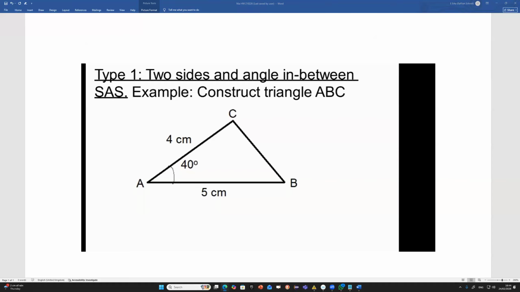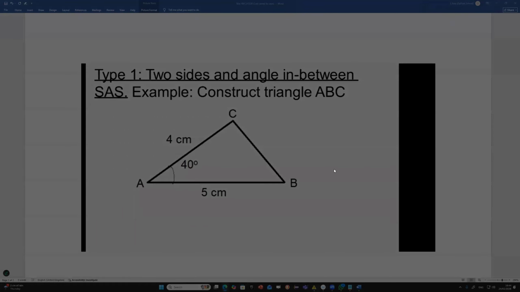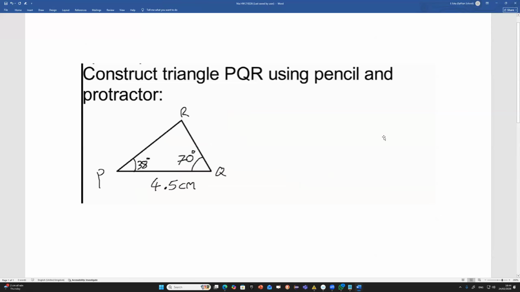Let's say we want to draw this triangle. Let's move this out of the way. So that's SAS. You've got a side, you've got an angle inside, then another side. We can also have ASA. So you might have an ASA triangle. Let's say we've got this one. We want to construct PQR using a pencil, a protractor and a ruler. This time you would draw 4.5 centimeters for PQ because that's your specified distance. And then it's 38 degrees above P.